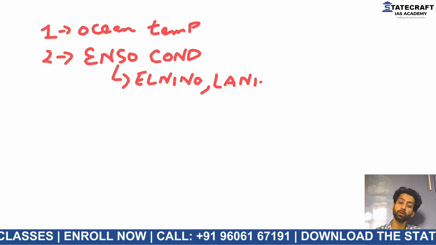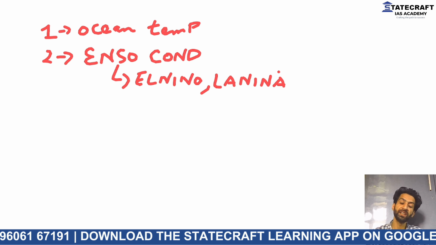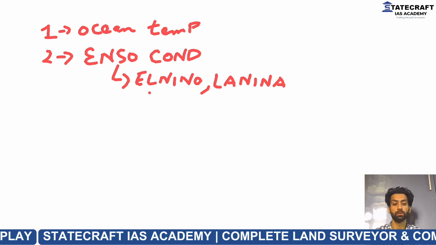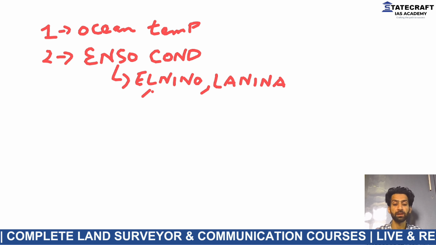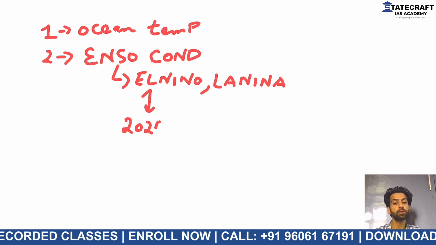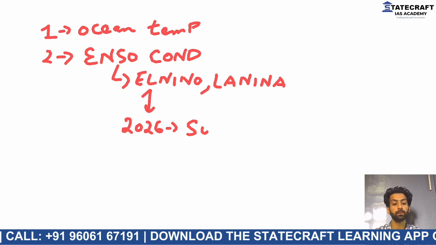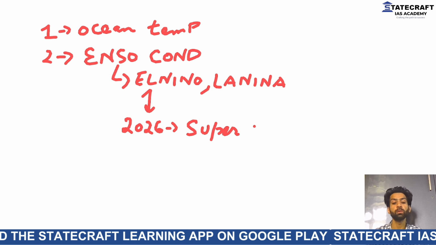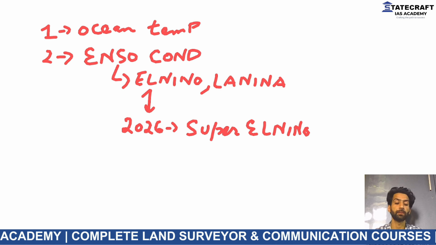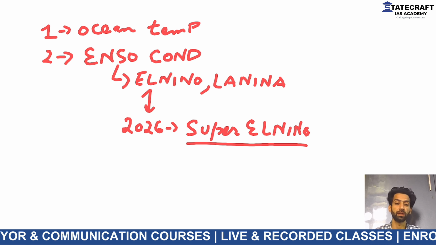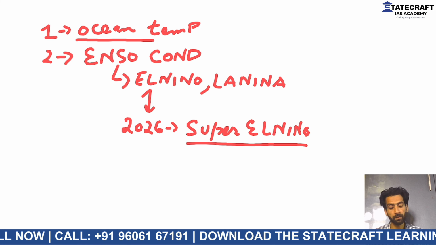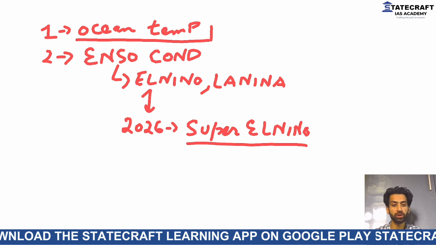This we will have to discuss in a bit more detail because 2026 is a year of super El Nino. This is something that happens once in a while. It doesn't happen every now and then. So 2026 is a super El Nino year. So there's a very good chance this might be asked in your exam. 2026 is a super El Nino year. Right now, the other reason that is responsible for weak monsoon is the ocean temperature.